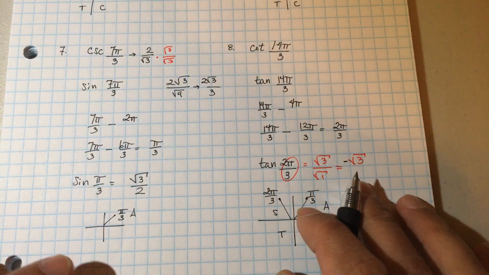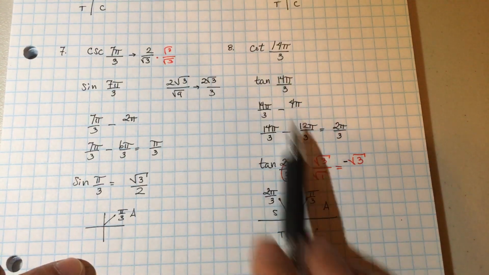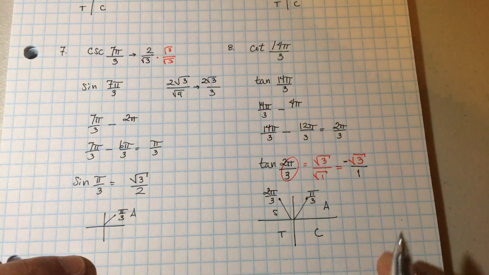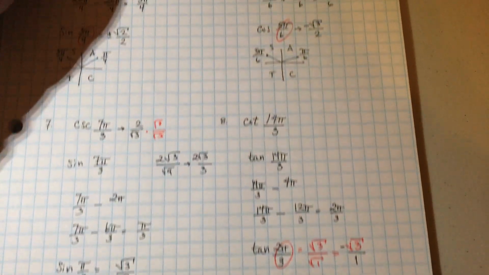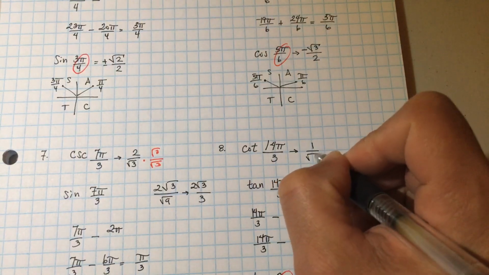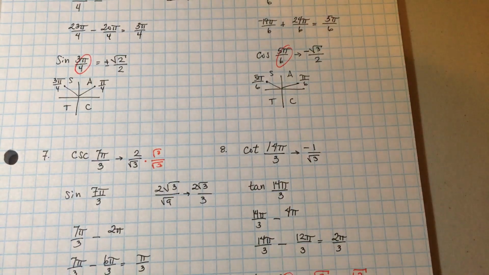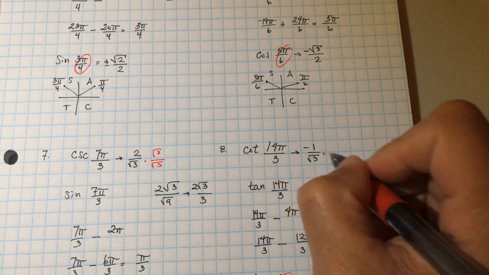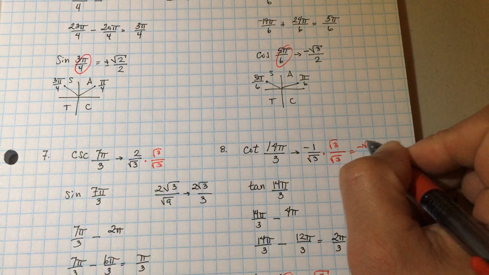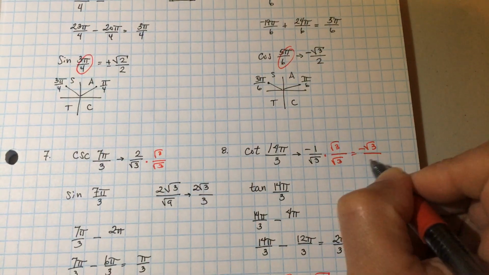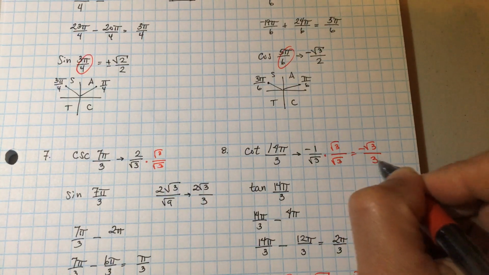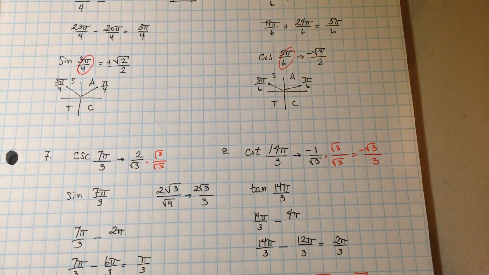Is that what I wanted? No. Remember, what do they want? They want cotangent. So you're going to have to flip this guy. Remember, there's an invisible 1 right there, so we're going to flip it. So over here, you're going to end up with 1 over radical 3. Leave that negative on the top. And of course, you're going to have to rationalize it. Radical 3 on the top and the bottom. You're going to get negative radical 3 over square root of 3 times square root of 3 is square root of 9. Square root of 9 is positive 3. And that's your answer.